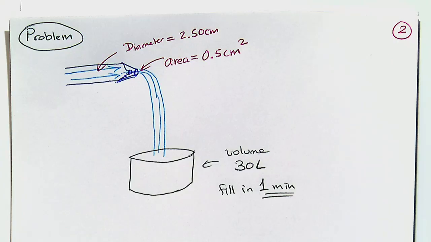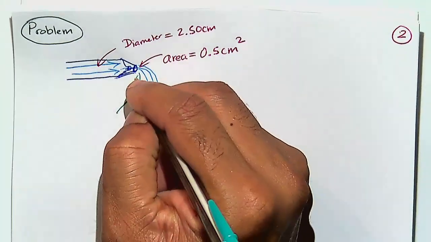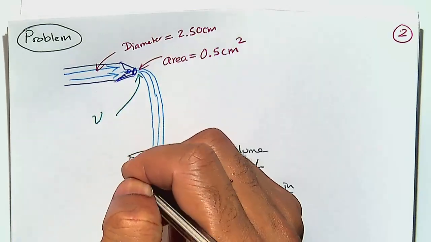Do we have thoughts on how you would do this? How would you approach this? How would you figure out the velocity right there? What's this velocity?